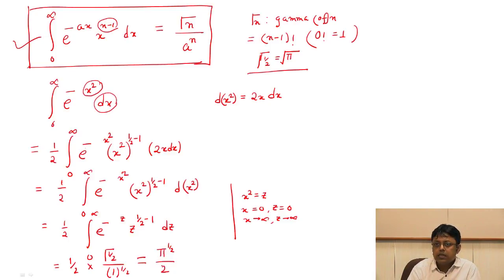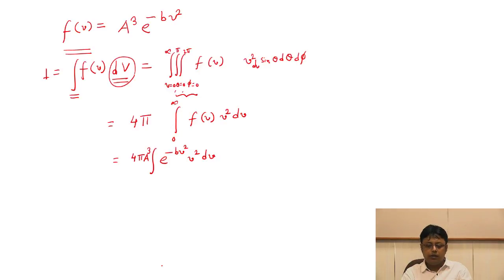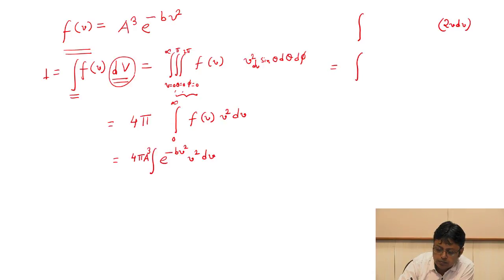Similarly, if you ask what will be the value of, say, x to the power, e to the power minus x square, that also we have to write in terms of gamma function. We can easily write it. So let us go back now and just try to evaluate this integral, e to the power minus b v square, v square dv. Now again, it is basically v square, so I have to write 2v dv, because in the next step I'll just write it as d of v square. So that is the trick.